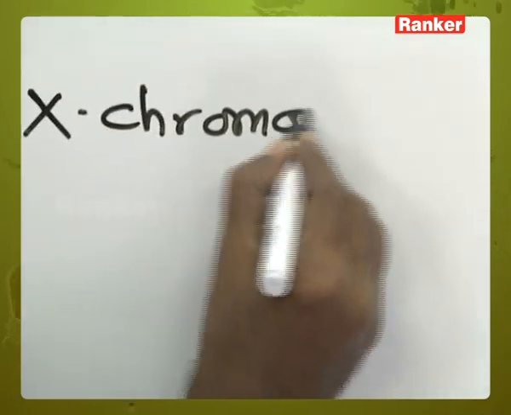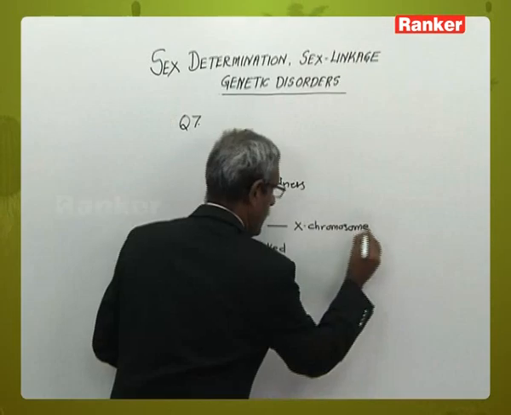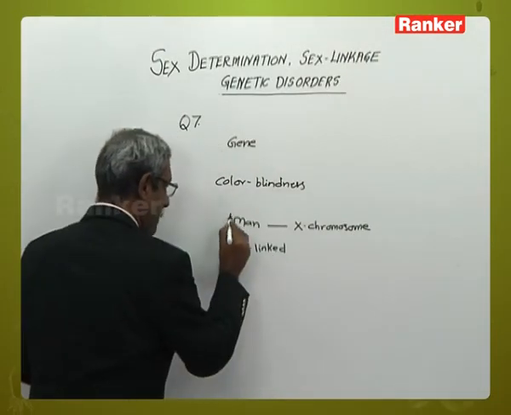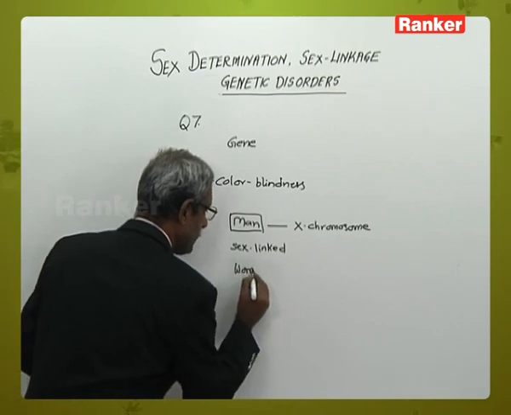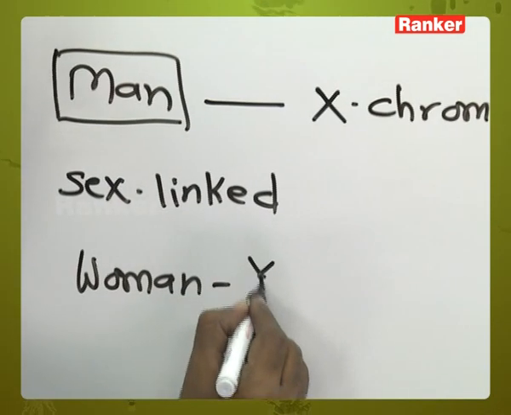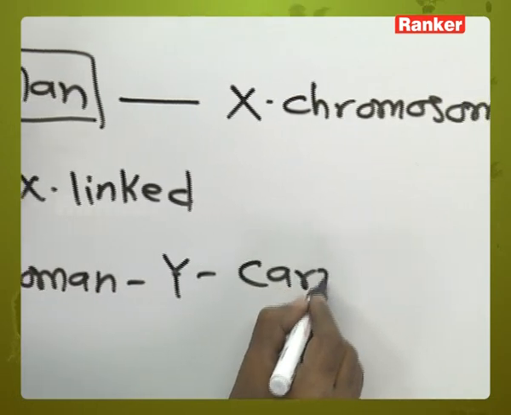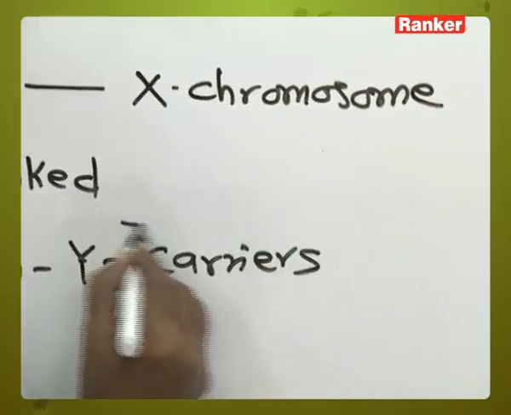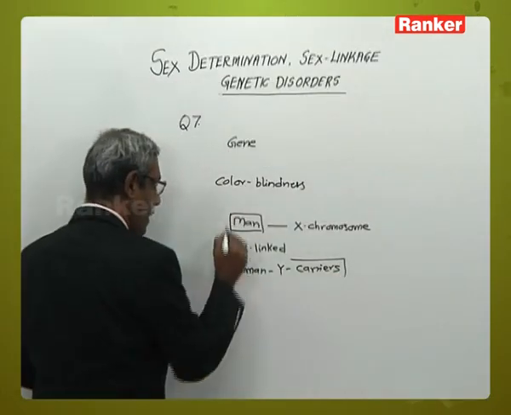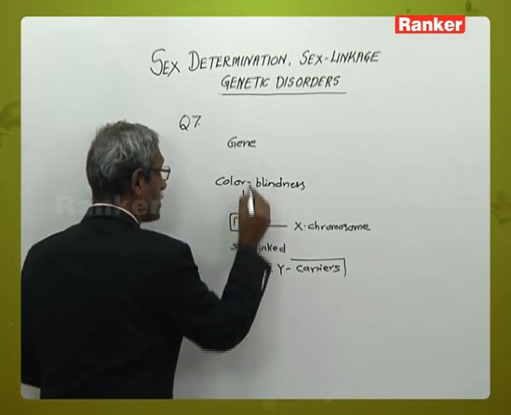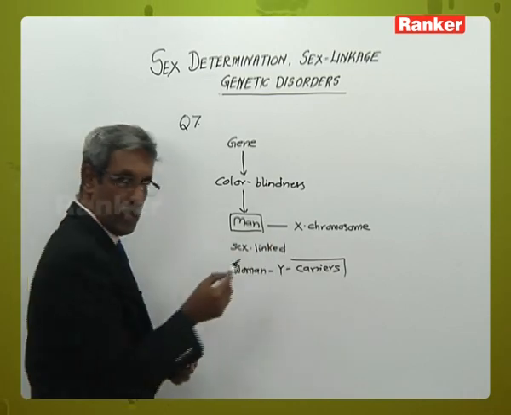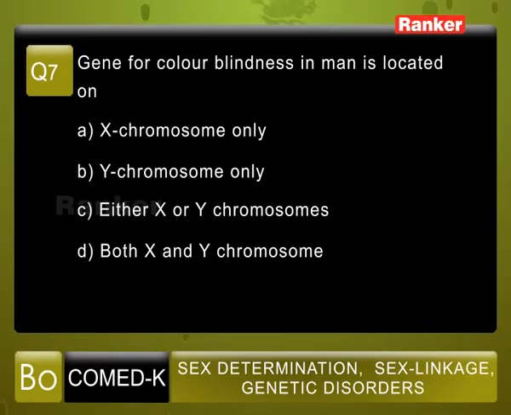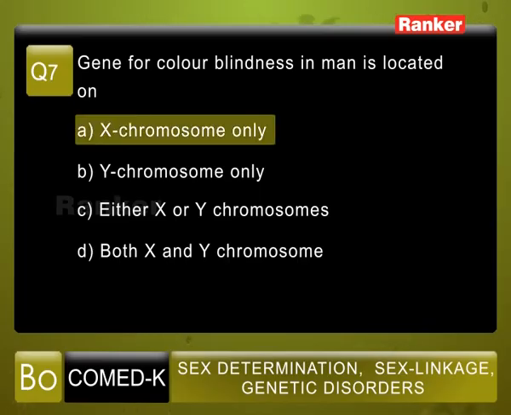It is present on the X chromosome, and as implied, man carries the gene, whereas the woman with the other X chromosome are basically carriers. They are only the carriers, but the gene for color blindness is associated with man or with relation to the X chromosome. Hence, the answer is A for color blindness.